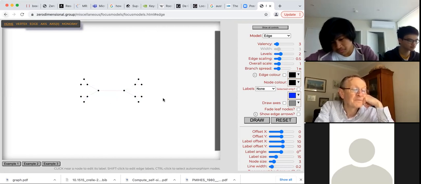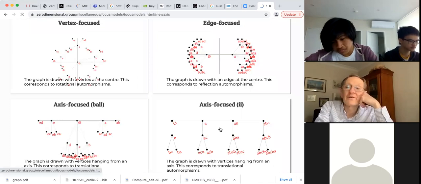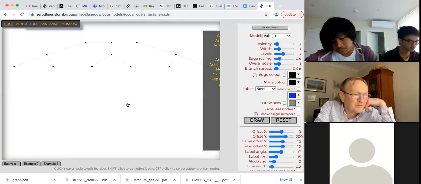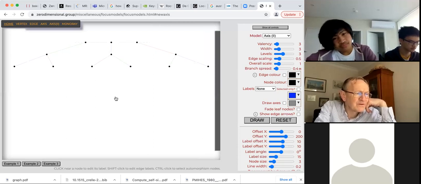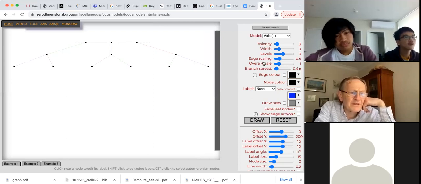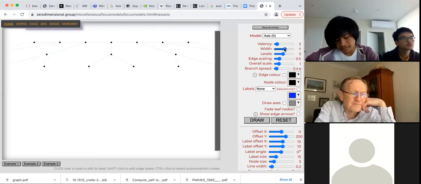And then there's the third one, the axis focus. Well, that's not coming out too well. Let's see if I can change this one a little bit, increasing the levels.